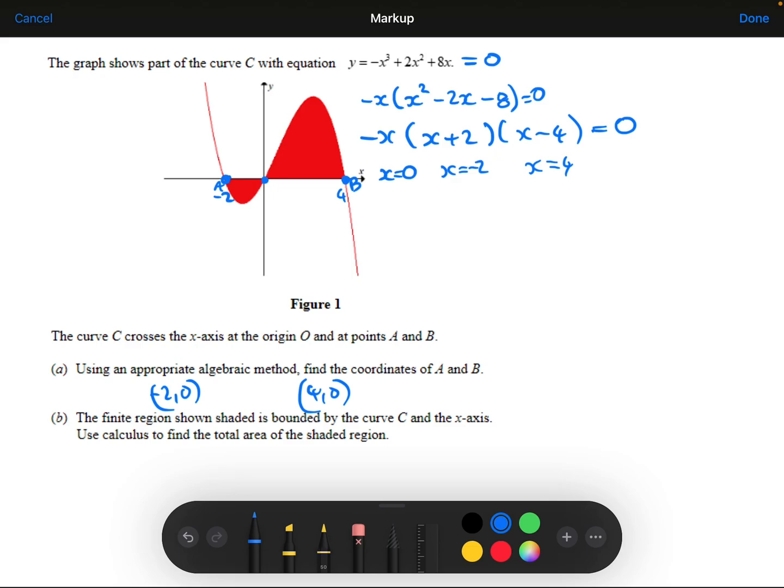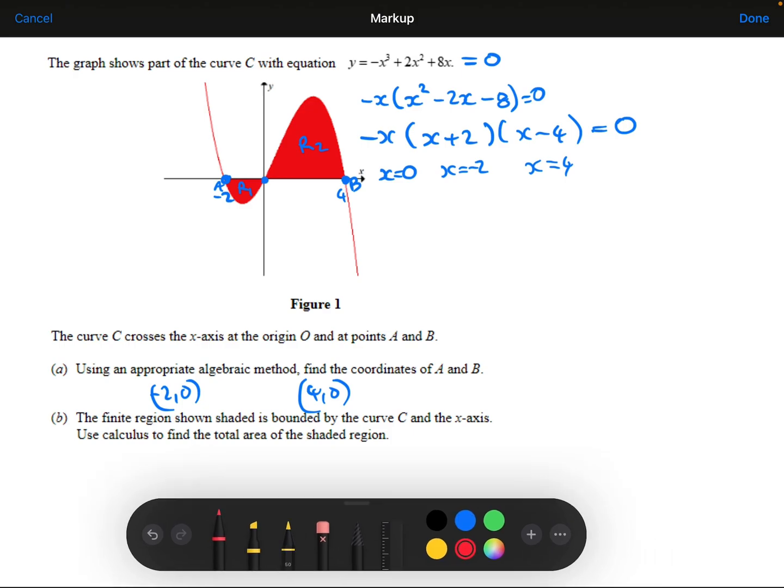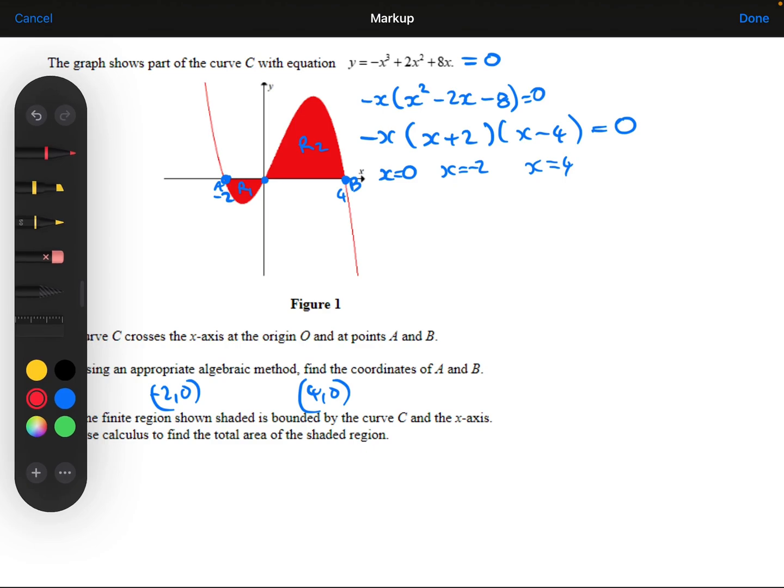Now the important thing to note here is that the area here, I'll call it R1, is below the x-axis, so that's negative. Whereas the area here, R2, is above the x-axis, so that's going to be positive. So I have to work out these two areas separately. That's really important. Otherwise, they're going to cancel each other out. So let's do R1 first of all.